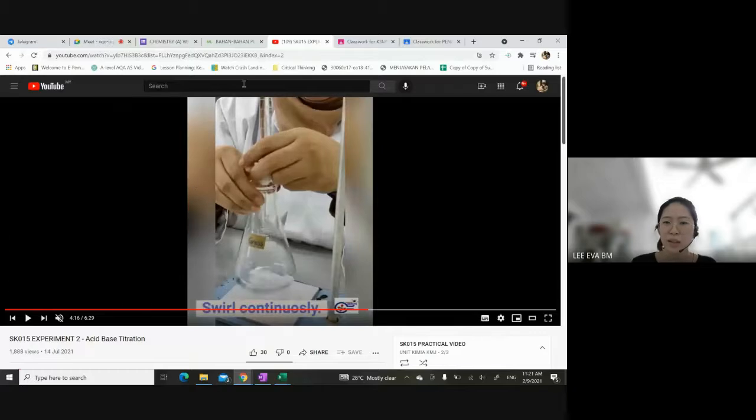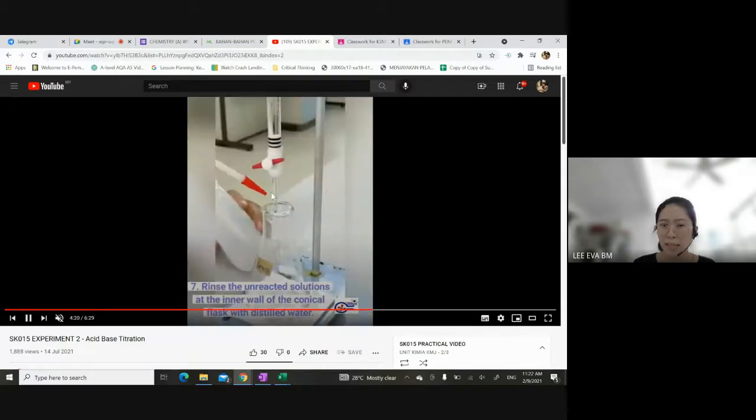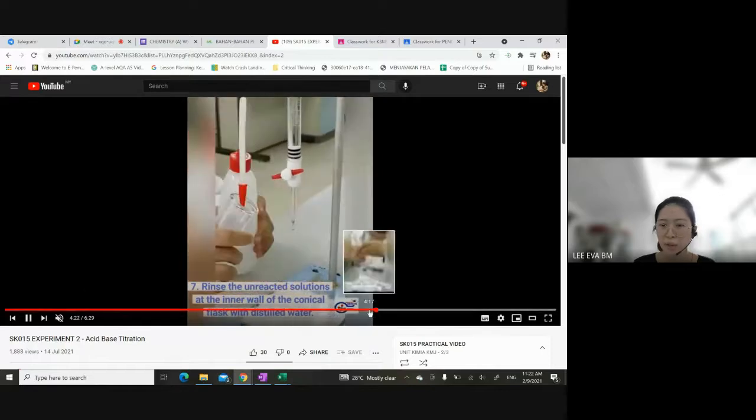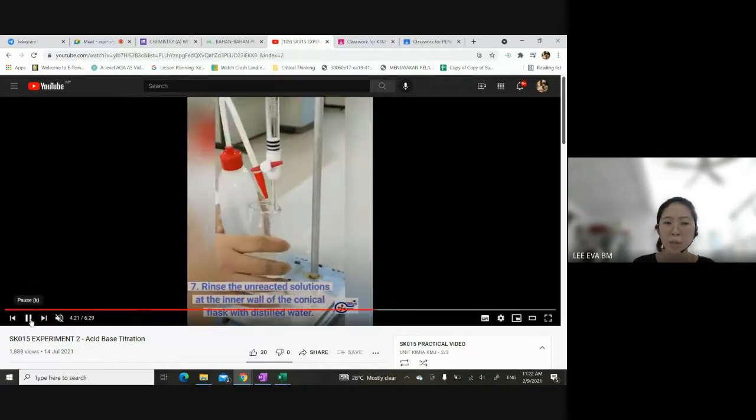So this is the method for you to do titration. On top here is your burette. We fill with NaOH. The bottom one is the oxalic acid. Okay. And then we are going to titrate it. So open the tap bit by bit and let the solution flow inside your conical flask. Okay. And then while doing that, you need to swirl at the same time.